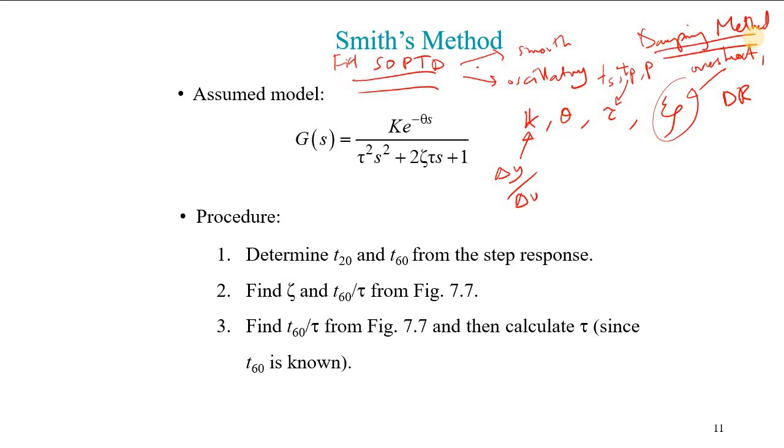Now we are not talking about the damping method. We are talking about what? We are talking about the Smith method. In the Smith method, K is always delta Y over delta U. And theta is going to be obtained from the graph just by approximating it through your eyes.